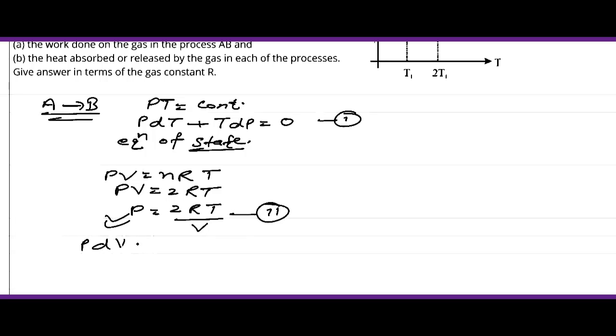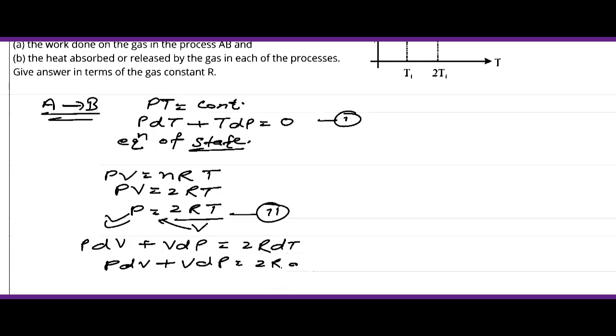dV into P plus VdP, so that will be equal to 2R, and the differentiation of temperature will be dT. Okay, at first take V at the side of P, so after this we can say that PdV plus VdP, that will be equal to 2R dT.